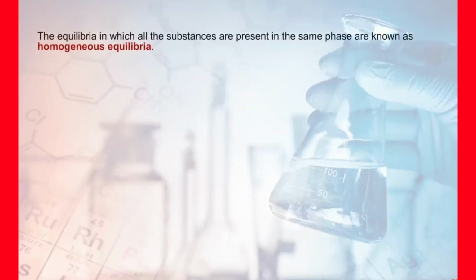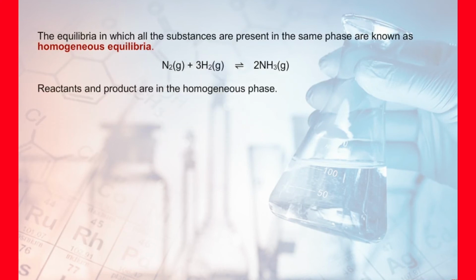Homogeneous equilibria. The equilibria in which all the substances are present in the same phase are known as homogeneous equilibria. For example, in the given gaseous reaction, the reactants and products are in the homogeneous phase. Let us find the equilibrium constant for the given homogeneous reaction.